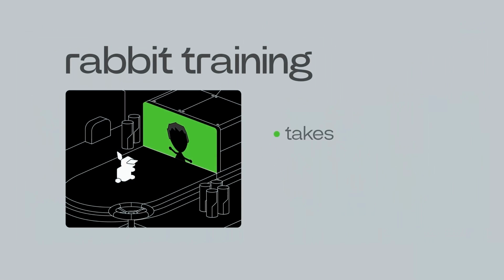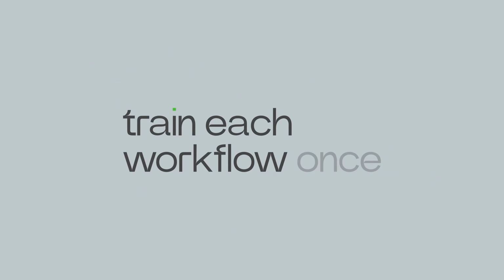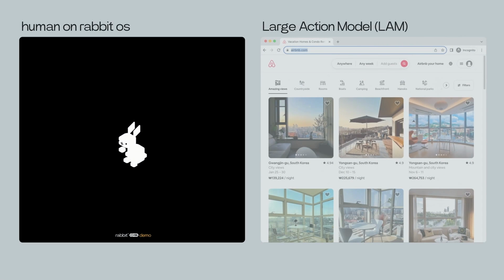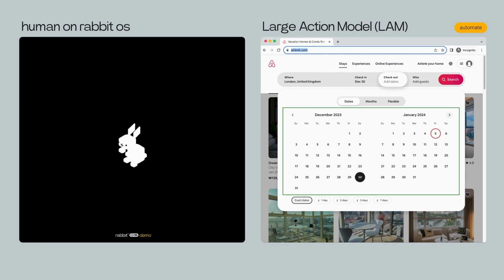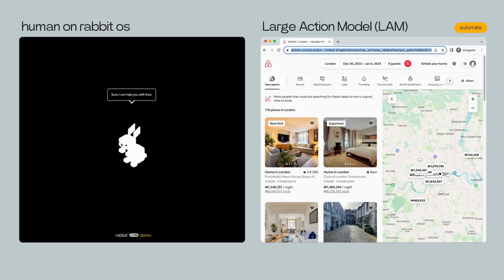Each training only takes a few minutes and does not require access to an application programming interface, also known as an API, nor do you need anything installed on your device. You only need to train each workflow once. Let's try to use Rabbit OS and instead book a room in London. My extended family is going to London. It's going to be 8 of us and 4 kids. We're thinking of December 30th to January 5th. It's not set in stone yet, so I just want some general options. Can you look it up for me? Sure, I can help you with that. The first option is a home in Portobello Mews House, priced at 1,348,351 won per night with a rating of 4.8.